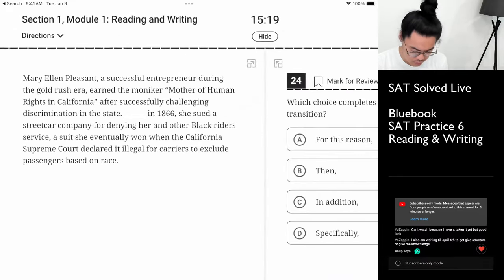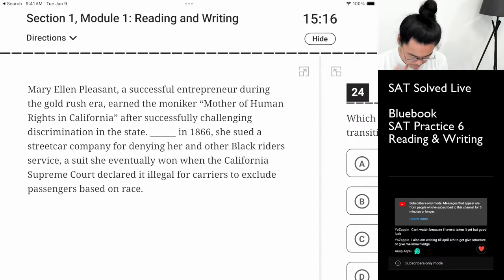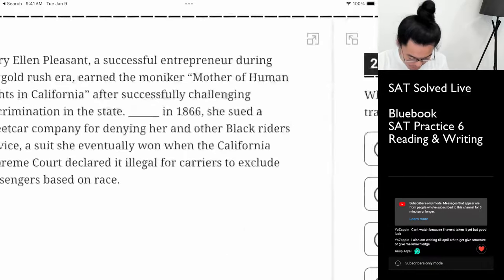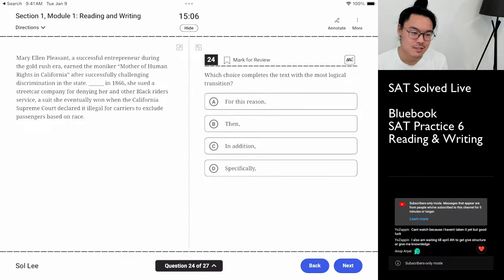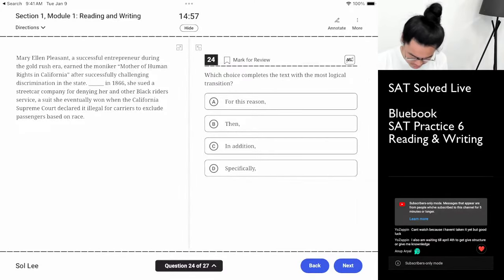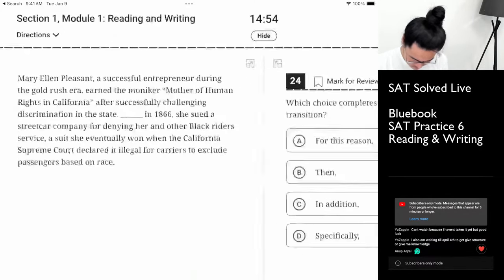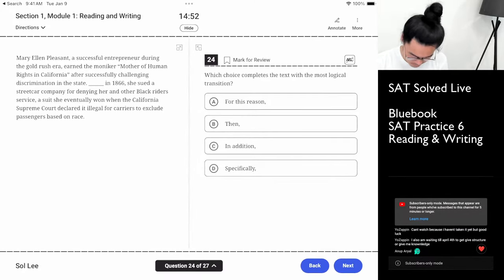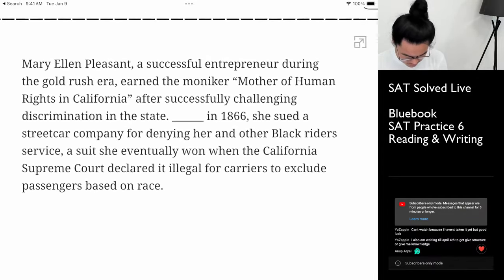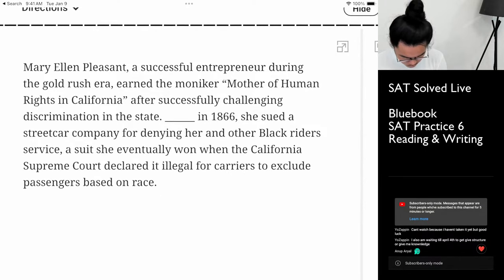Because we're talking about his son, Mary Ellen Pleasant, a successful. Okay, after successfully challenging. Oh my god, this freaking Zoom. So annoying. College Board, why'd you do this? Just let it be. Let me control my interface. What are you doing? Alright. Oh my god, this is so infuriating. Now I have to keep my fingers on just to hold it in place. Holy shit.